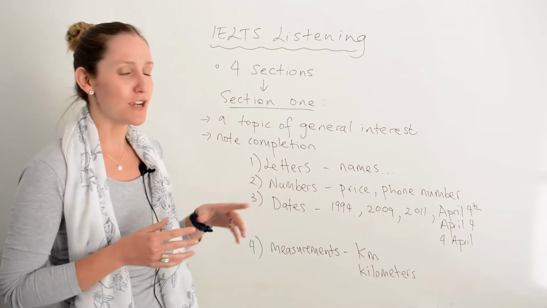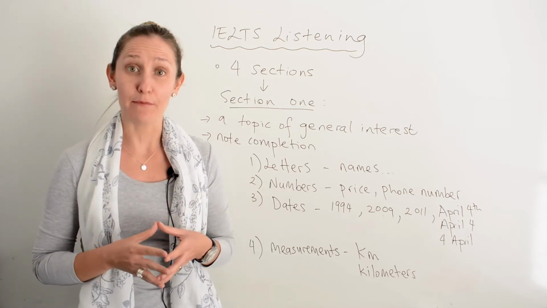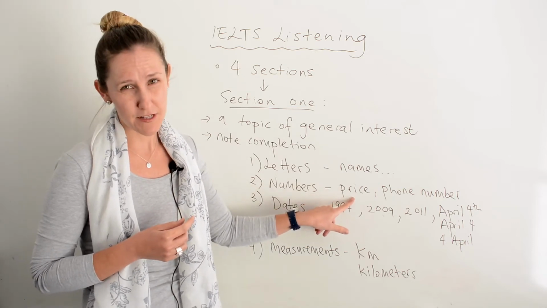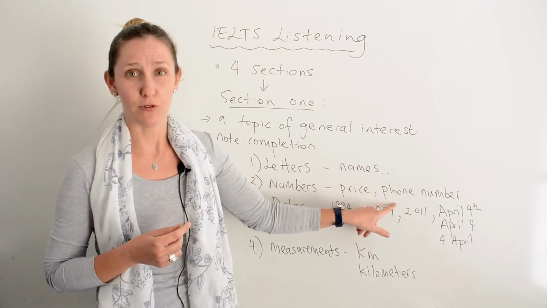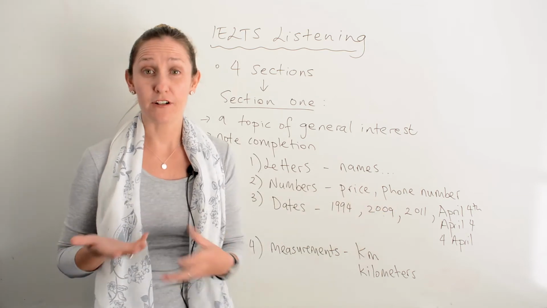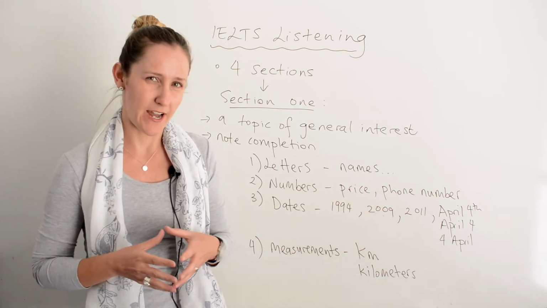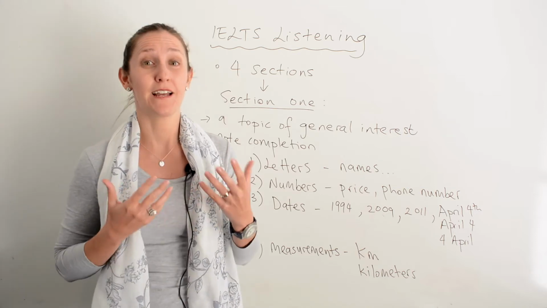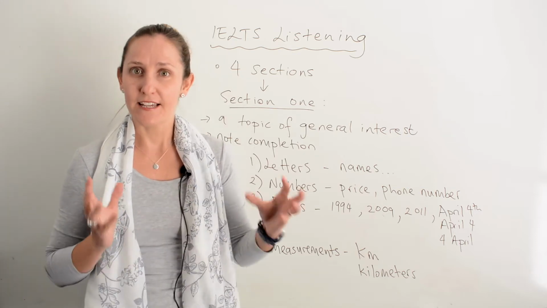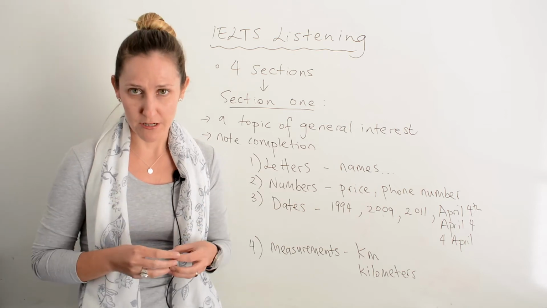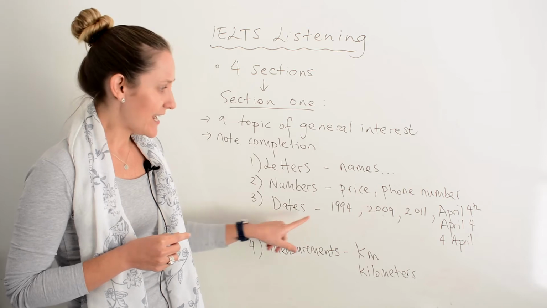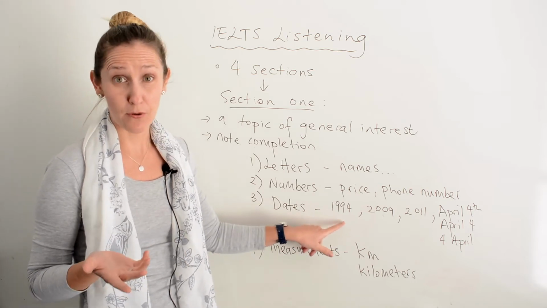The second thing that you might have to do is complete the gaps with numbers. They might ask you to write down the price of something, or they might ask you to write a phone number, or maybe even a street address with a number in it. So it's really important that you're able to identify numbers clearly and quickly, as they won't pause and give you time to think. The third thing that you might have to fill in is a date, for example, a year.